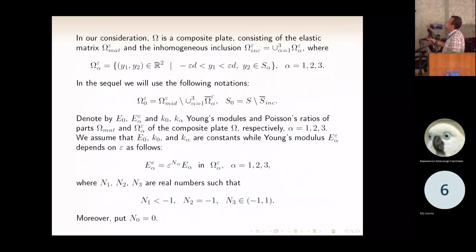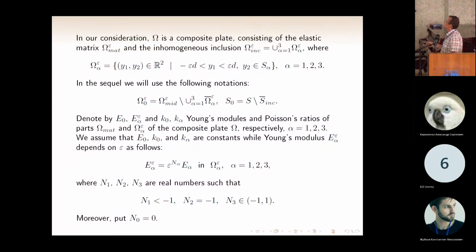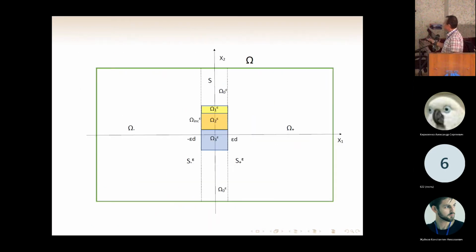Когда n1 строго меньше единицы, n2 равно минус единице, n3 меняется от минус единицы до единицы, любое значение. Ну и для удобства полагаем n0 равное нулю, это просто для этих кусочков, которые являются частями матрицы.